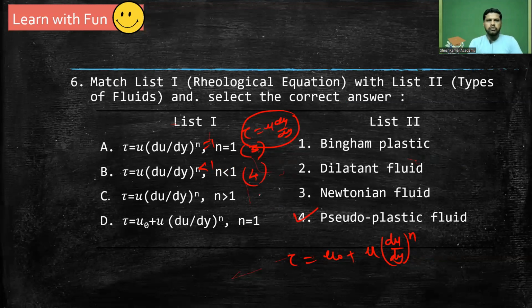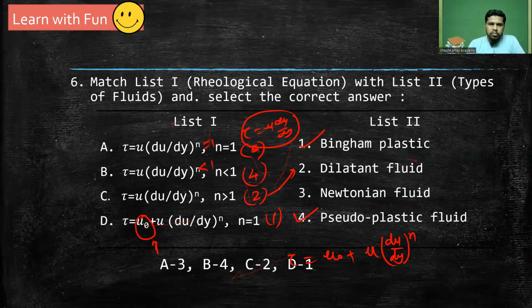Then tau = mu (du/dy) raised to power n with n greater than 1 matches with the dilatant fluid. And then tau = mu 0 + mu (du/dy) raised to power n, where n = 1. This contains mu 0, which is nothing but the initial stress, and this rheological equation is valid for the Bingham plastic fluid. So the correct answer is A3, B4, C2 and D1.